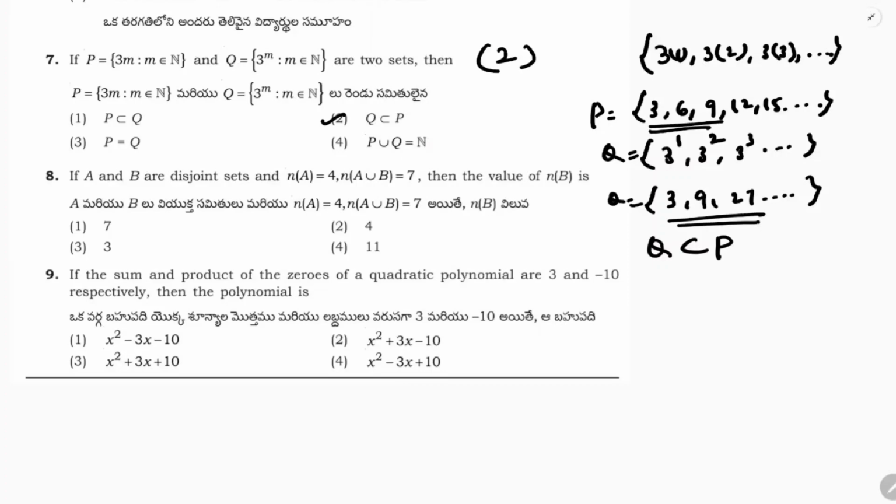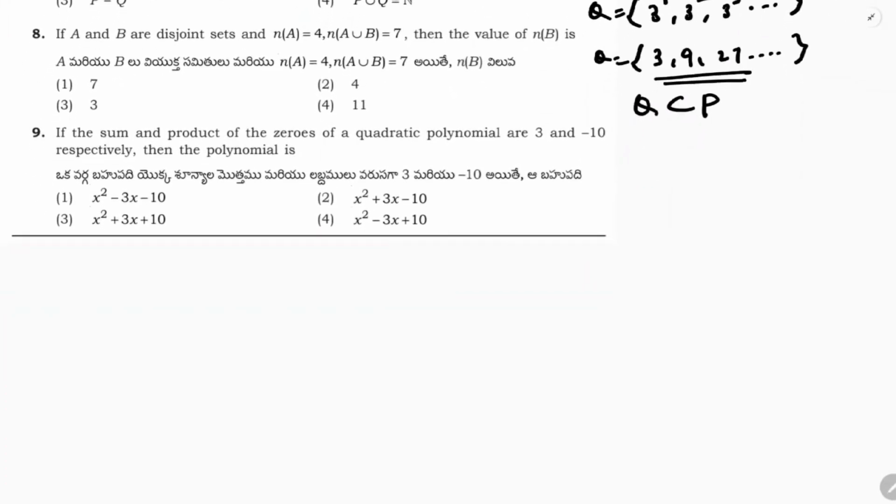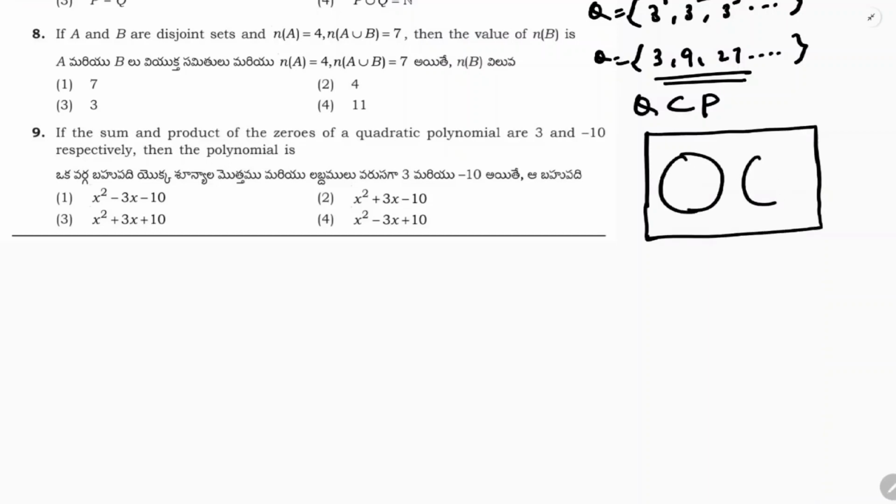Next one. If A and B are disjoint sets, disjoint sets are nothing but two sets with no common elements in them. Like A is here, B is here. There is no common element. So total elements are 7. Number of elements in A is 4. So the number of elements in B we need to find. So it will be 3, because there is nothing common.